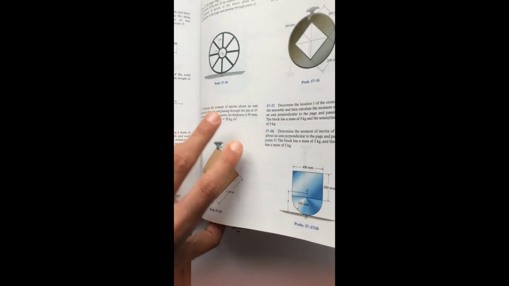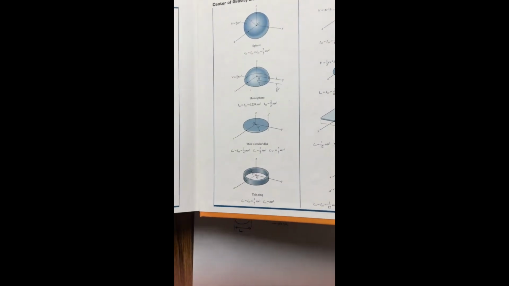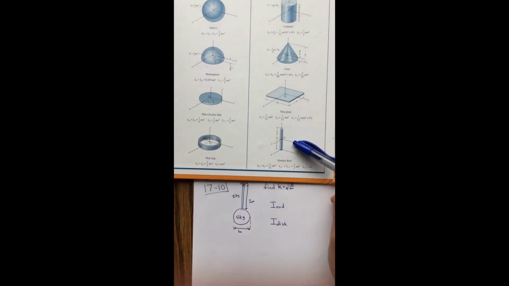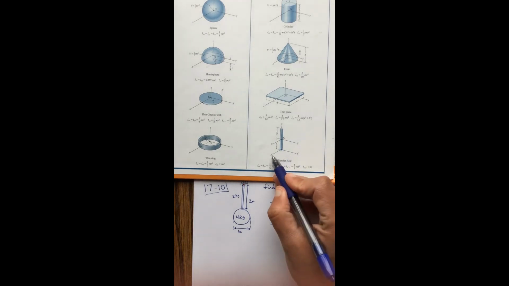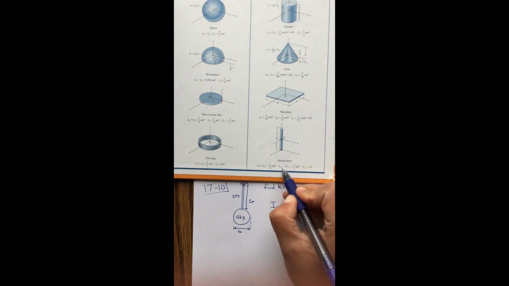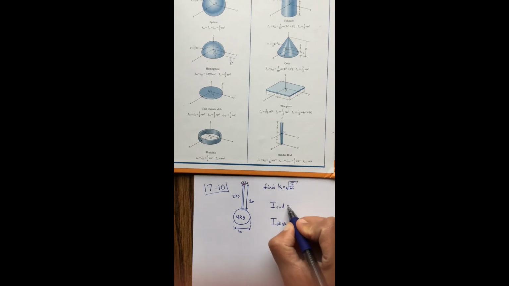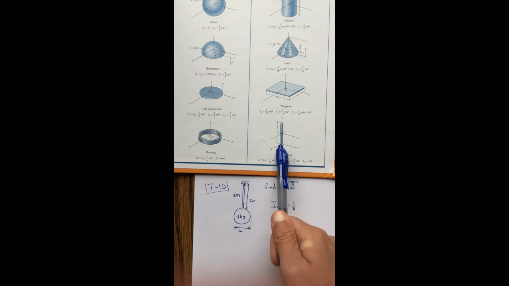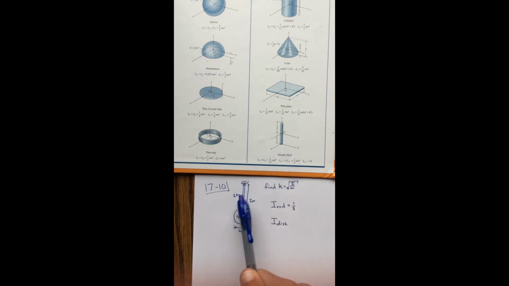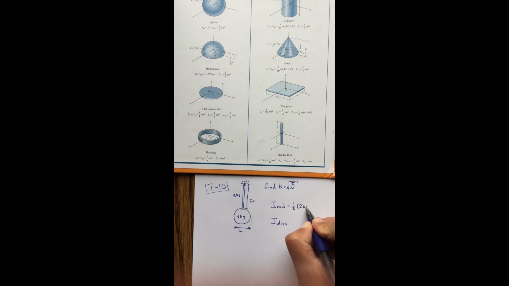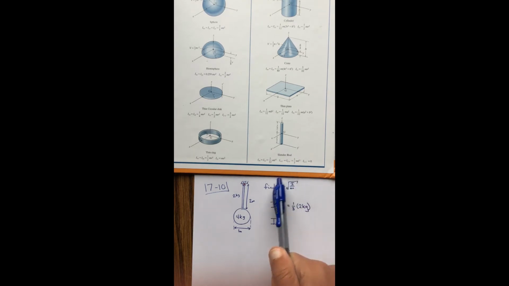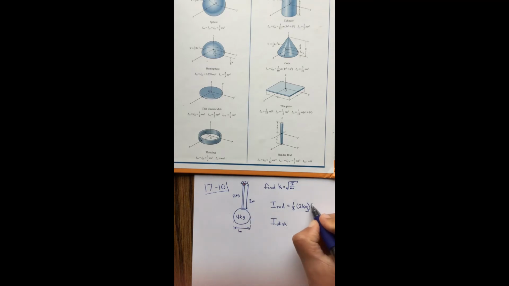Now turn to the back cover of your textbook, and we have a slender rod rotating about one end, which would be either x prime or y prime. The moment of inertia about x prime or y prime is 1/3 times the mass times L squared, where L is the length of the rod. So this is 1/3 for rotating about the end, times the mass of the rod, which is 2 kilograms, times the length of the rod squared, and the length of the rod is 2 meters. Okay, so that's for the rod.